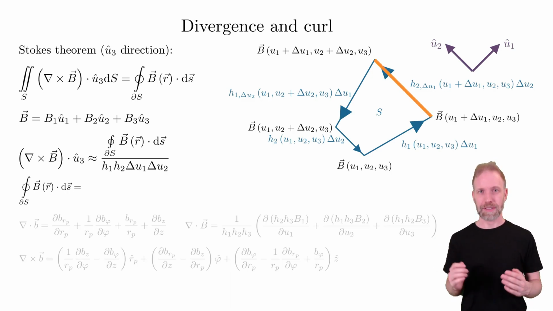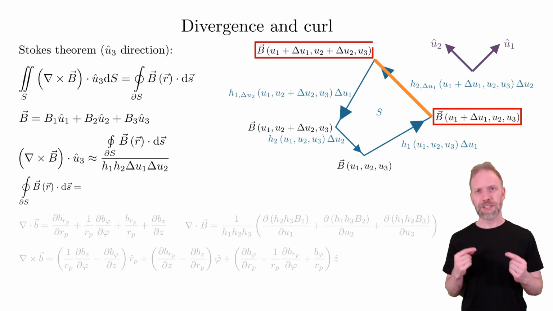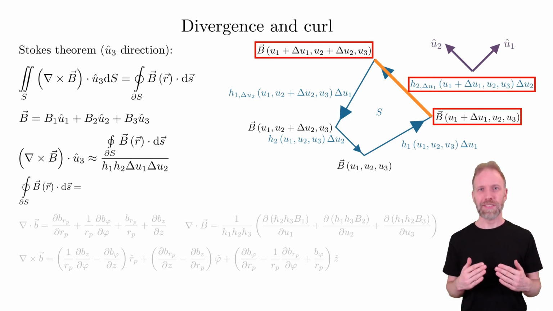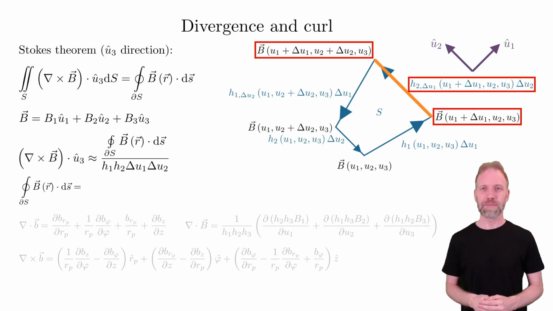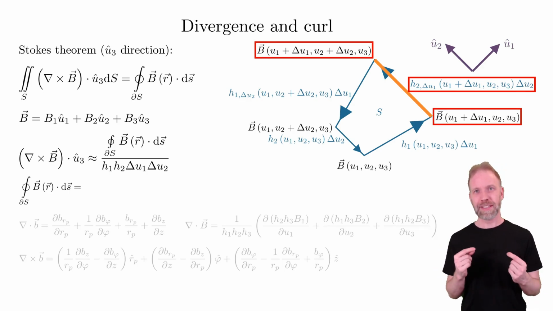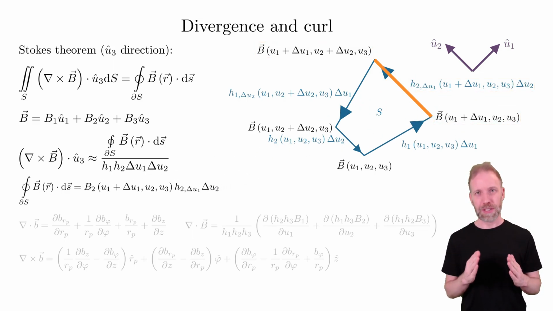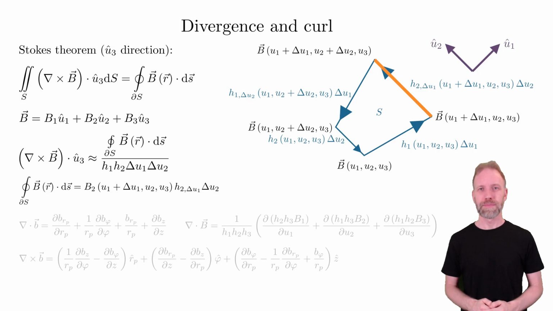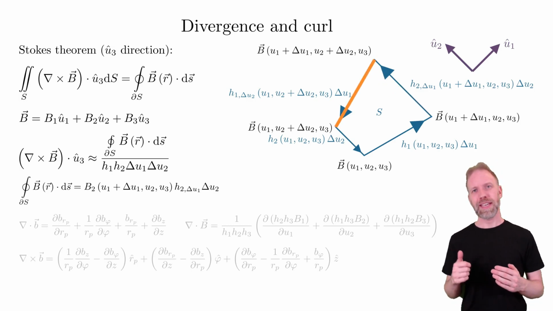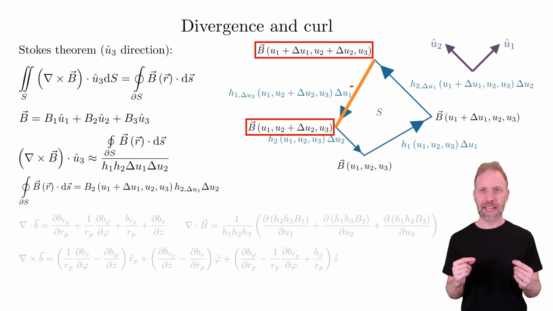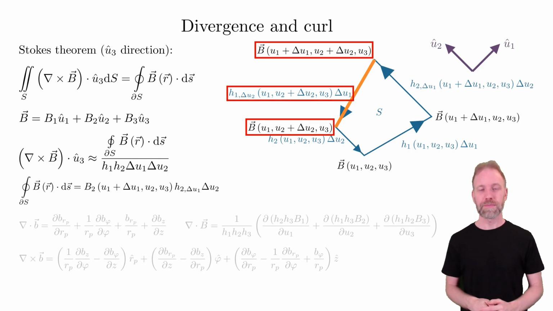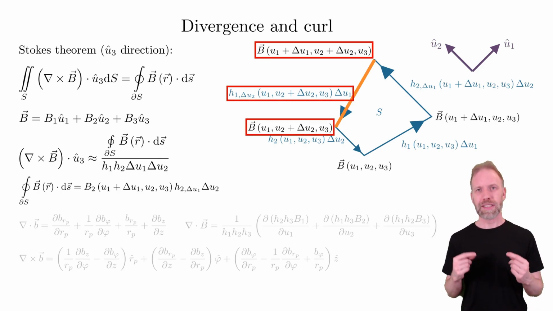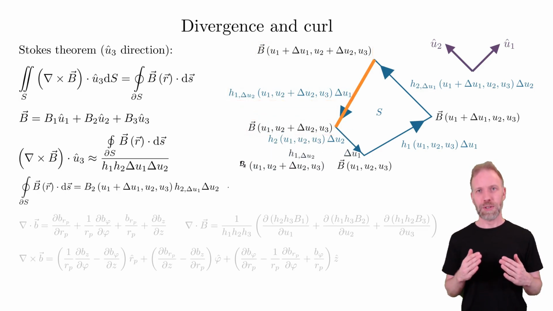Start with the orange segment. If we assume that it is small, we can insert the value times the length. Any of the two b values will work. This curve is in the u2 direction. Hence, the dot product gives the b2 component. Continue with the next segment. Any of these values for b times the length will work. As the curve is in the negative u1 direction, we insert a minus and the u1 component of b.